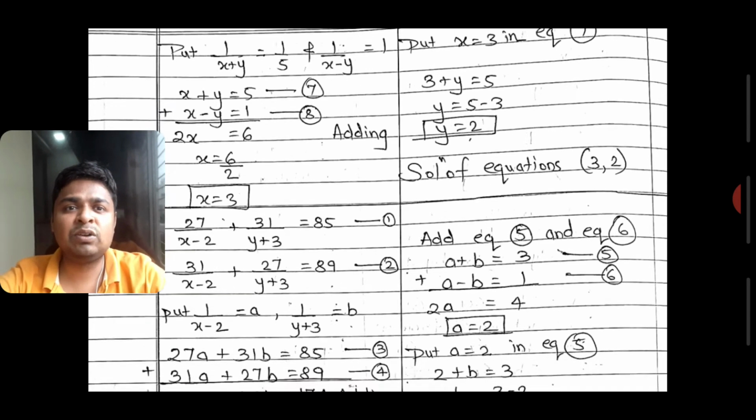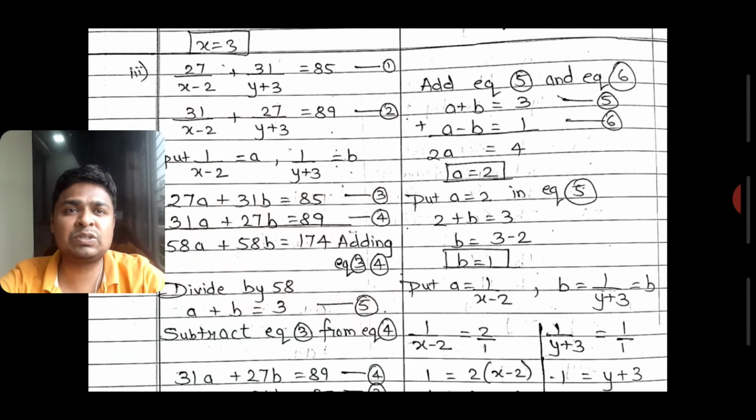Next I have 27 upon x minus 2 plus 31 upon y plus 3.